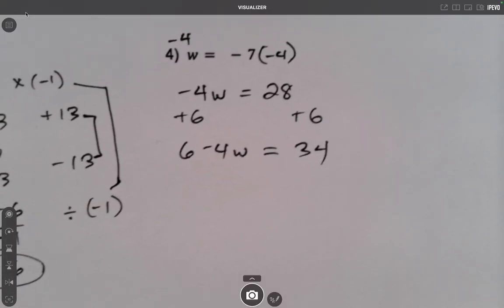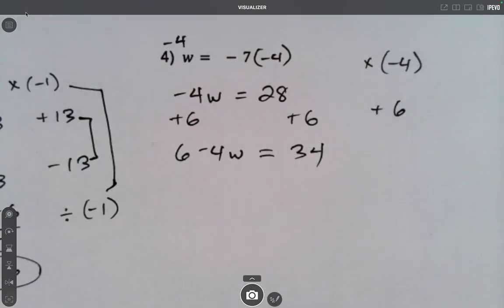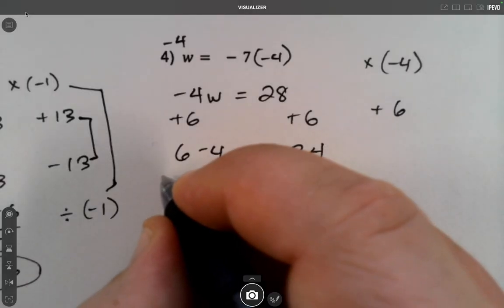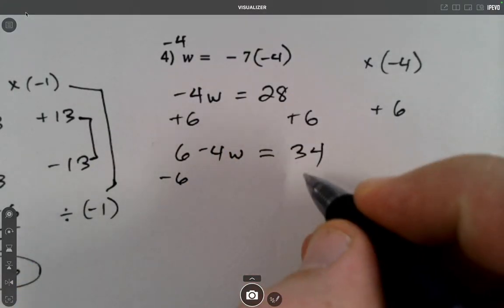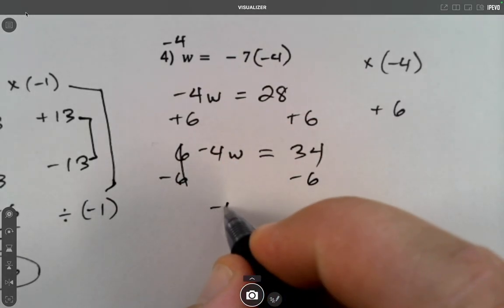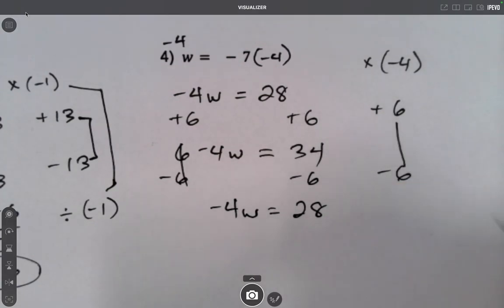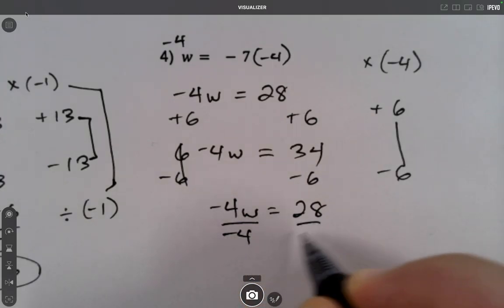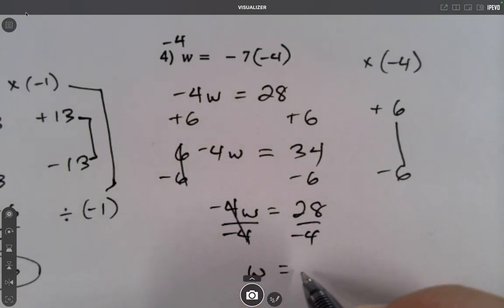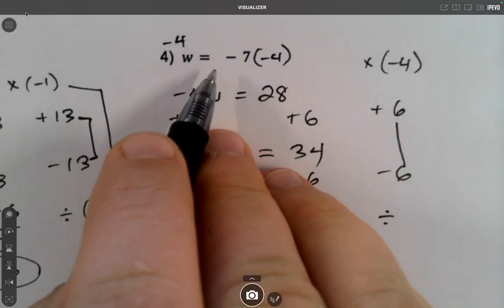Okay, this one will be similar. He multiplied by -4 and then added 6 to both sides. So we will subtract 6 from both sides. Same thing as before. You look at what's in front. This is a +6, so I subtract 6. That leaves -4w equals 28. Then we have to get rid of the coefficient in front of the w, so we divide by -4 and get w equals -7, which is where we started.